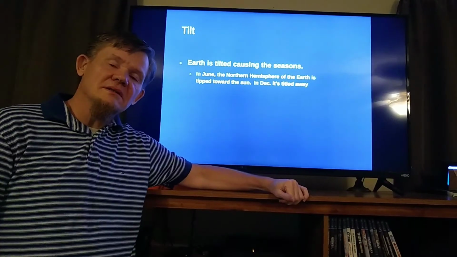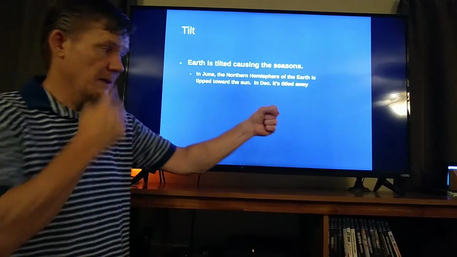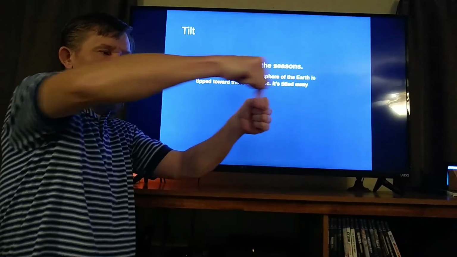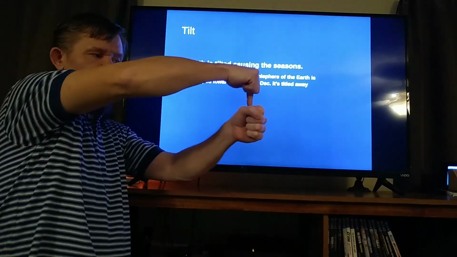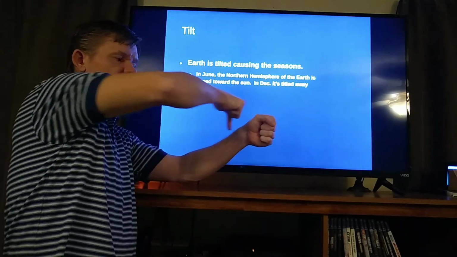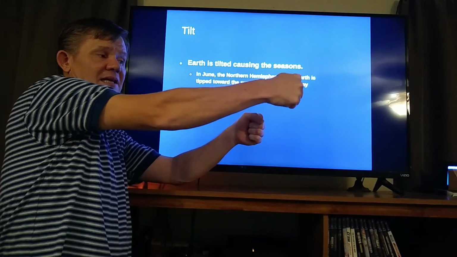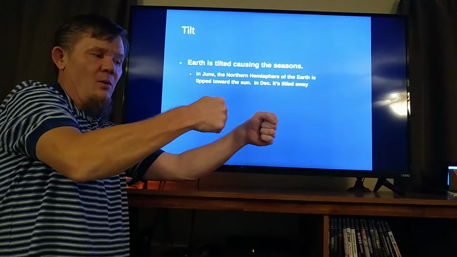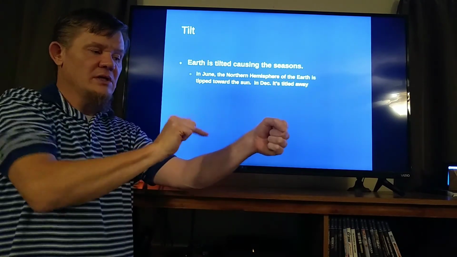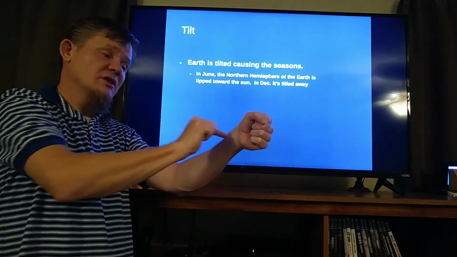Because the Earth is tilted on its axis, if this is the sun, and this is the Earth, the Earth doesn't spin around the sun like that. If this is the North Pole and the South Pole, the Earth doesn't go around the sun like that. The Earth goes around the sun like this. So at one point, the South Pole is tilted towards the sun.